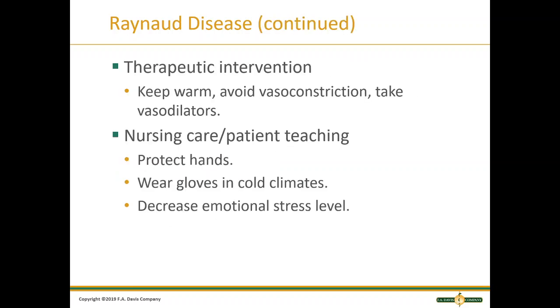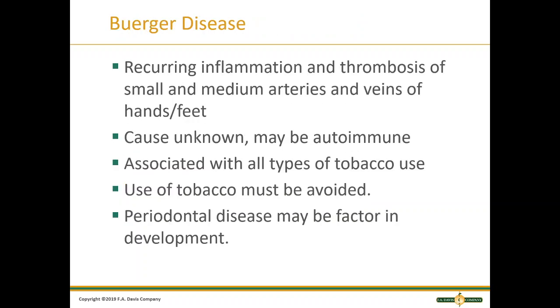And if you touch it, it turns white, so it's blanching, but it goes back to that reddening. And so what you can do for them, help them keep warm. A lot of women with that carry gloves with them, so they will put gloves on. Avoid vasoconstriction, and they take vasodilators to keep blood flow open and flowing as much as possible. Nursing care, patient teaching: protect their hands, wear gloves in cold climates, and again, it can be triggered by emotional stress.